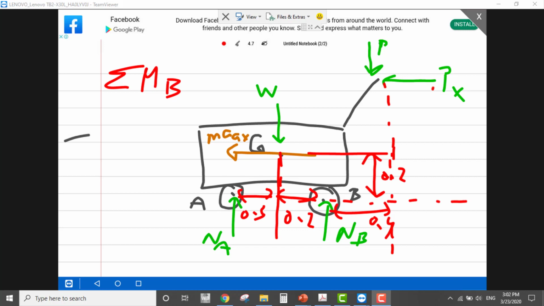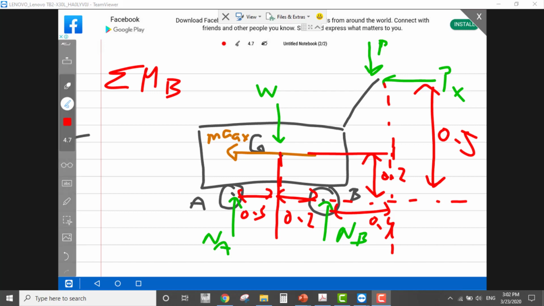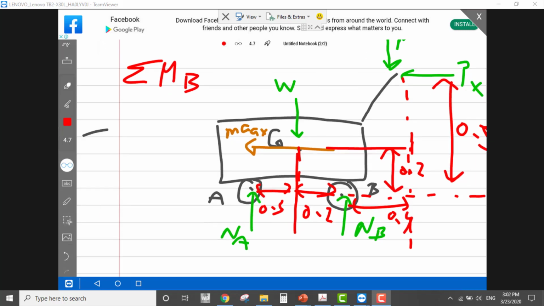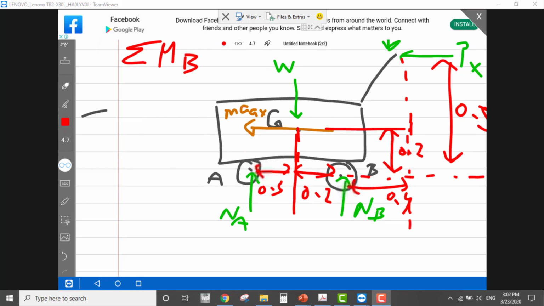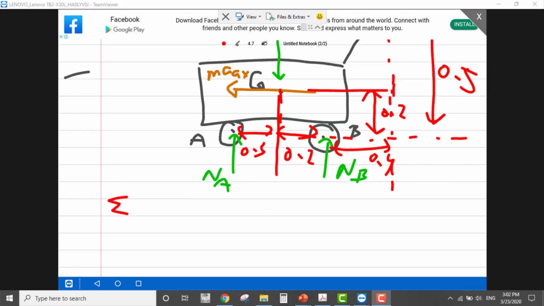And this distance is 0.5. I need the vertical distance between the force and point B. Okay, remember. Now we are ready to apply the equation. So summation of moment about B, any other point except the centroid, equals summation of moment due to kinetic about B.